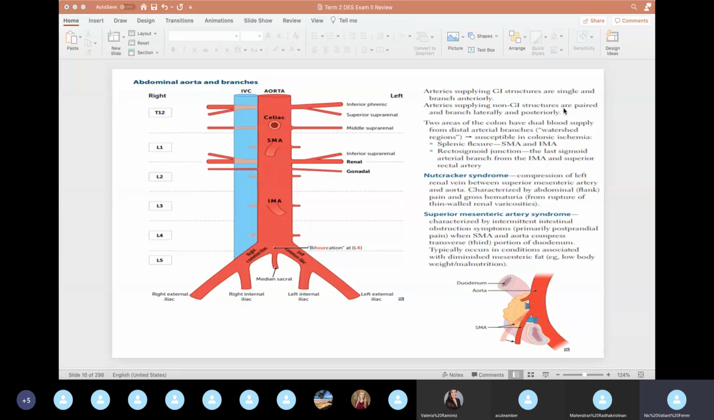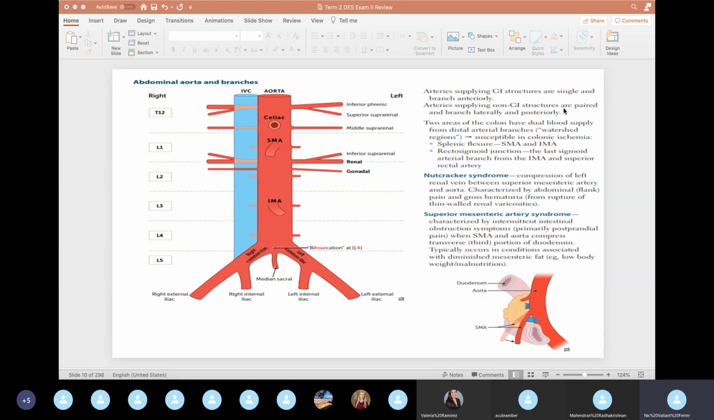Contrast this one with your SMA syndrome. SMA syndrome is an obstruction involving your superior mesenteric artery. When the SMA and the aorta compress the third part of your duodenum, this typically occurs in conditions associated with low body weight, malnutrition, if someone has marasmus, or if they lose weight quickly. You can have superior mesenteric artery syndrome.